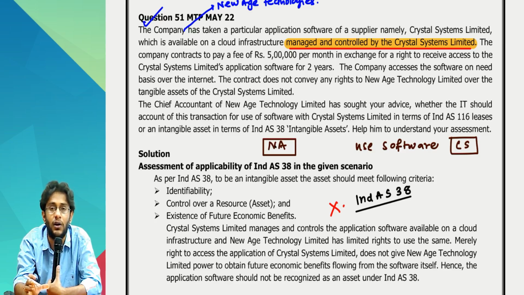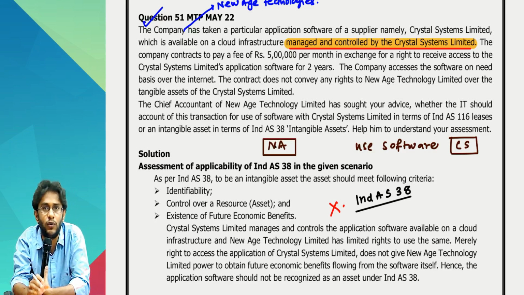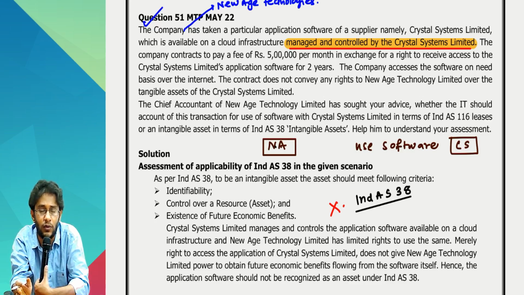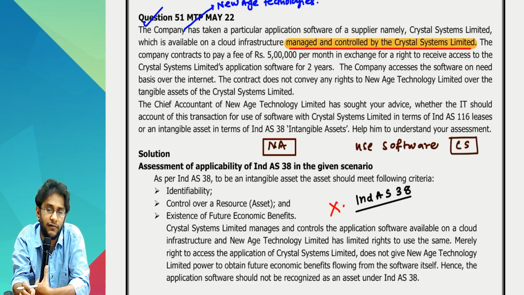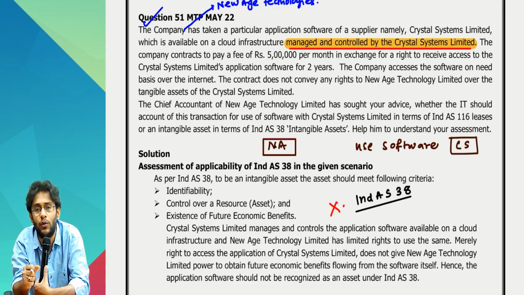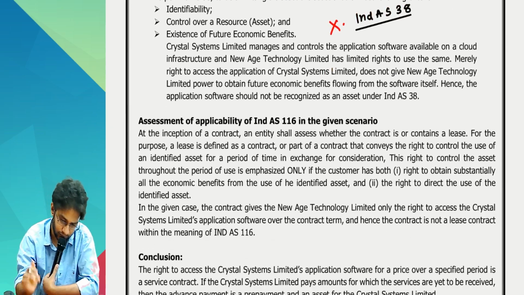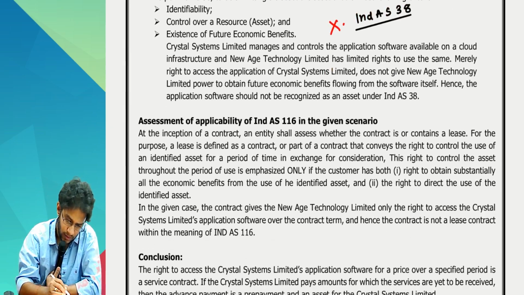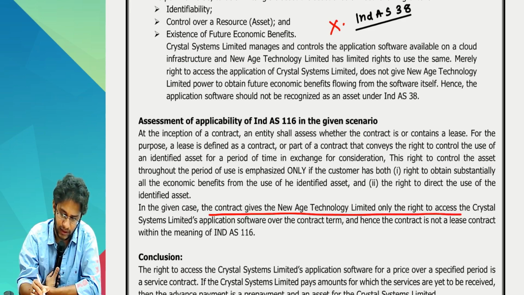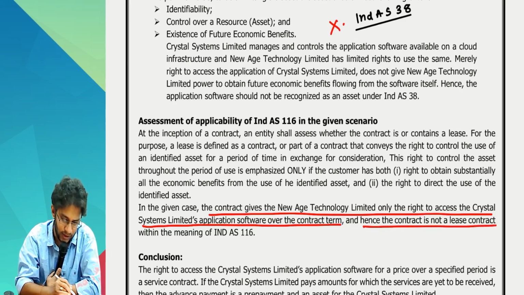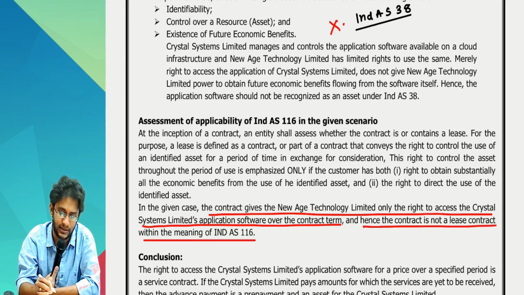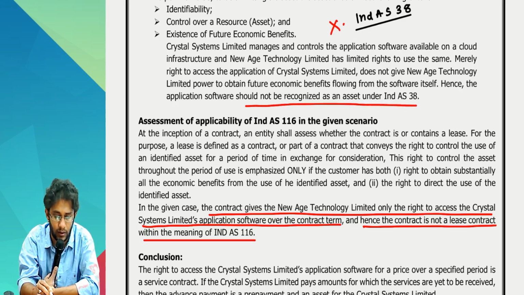Access is different from controlling it. Access means you are allowed to use, but it's not only you who are using. There can be other parties also having access to this software. And the main asset functionality is under the control of Crystal Systems Limited and not in the customer's hands. So the contract gives New Age Limited only the right to access Crystal Limited's software over the contract term, and hence the contract is not a lease contract within the meaning of Ind AS 116. That means it is neither Ind AS 38 nor Ind AS 116.